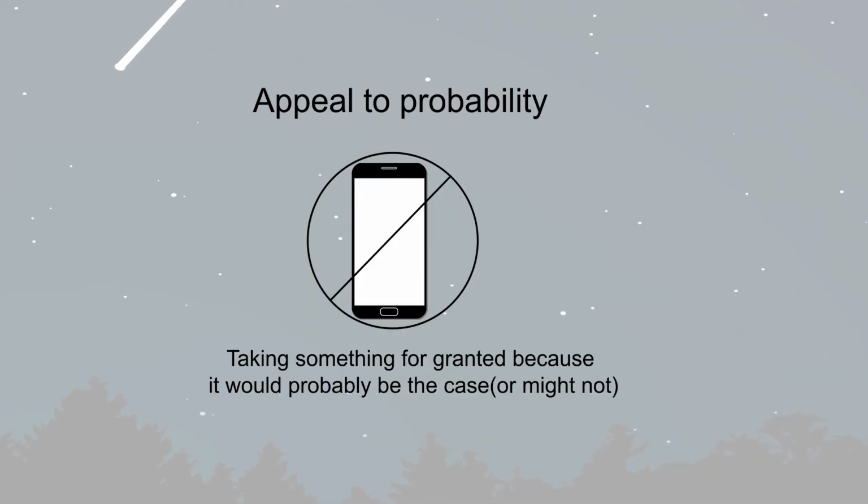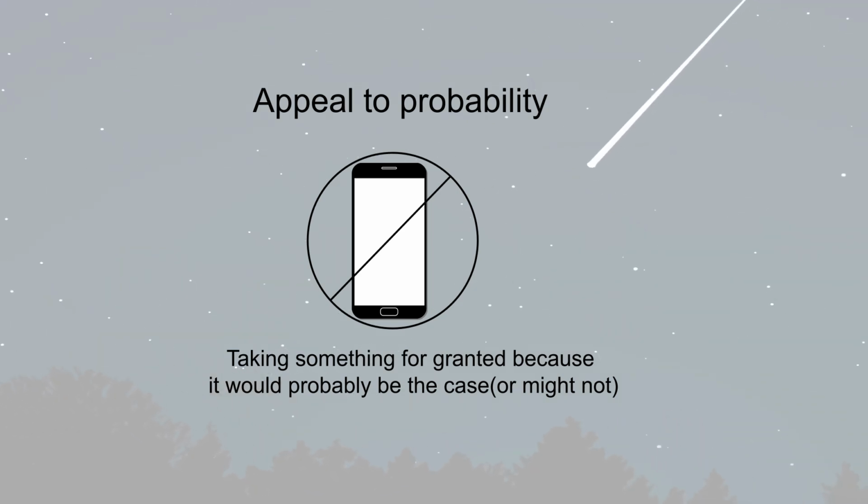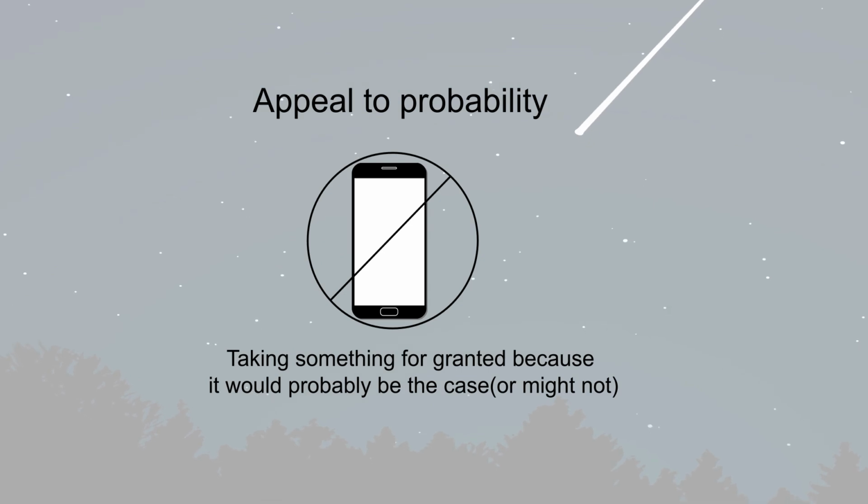Appeal to probability, taking something for granted because it would probably be the case, or might not. Example, if I don't text him every day, he will cheat.